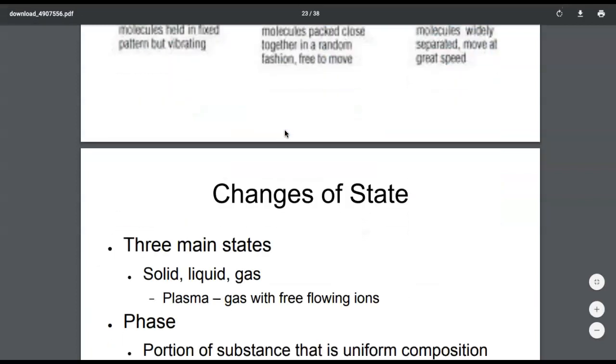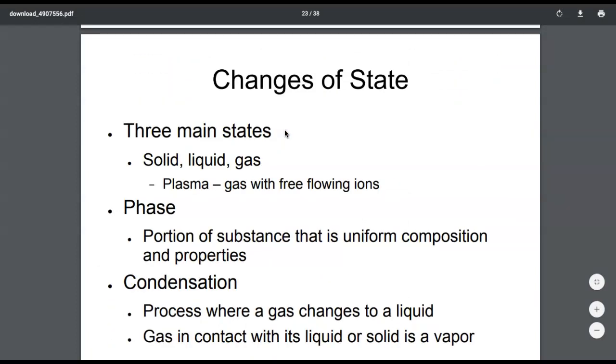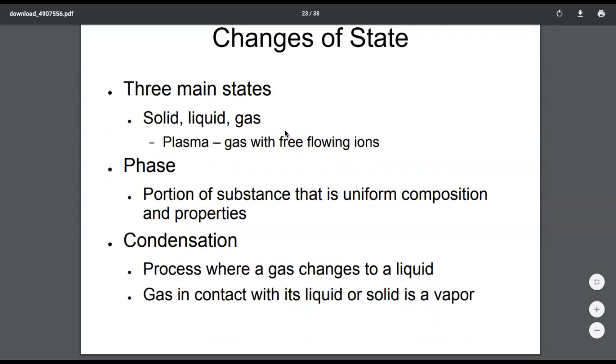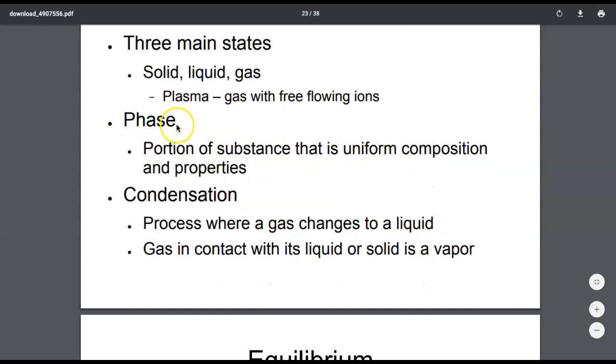So let's get into the details of the phase changes. Three main states, solid, liquid, and gas. We know that. Plasma is going to be a gas with high energy particles or free-flowing ions. Phase, by definition, is the portion of a substance that is uniform in composition and properties. So if we were to take a look at the temperature of a particular portion of the substance, we would be identifying the phase for that portion.